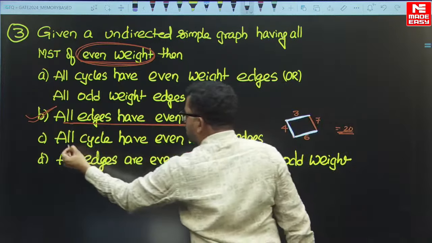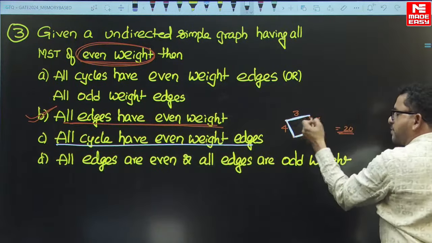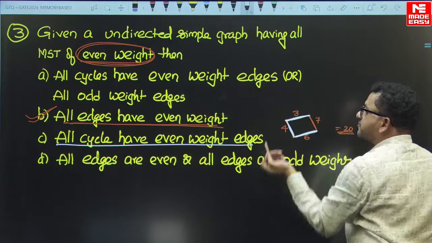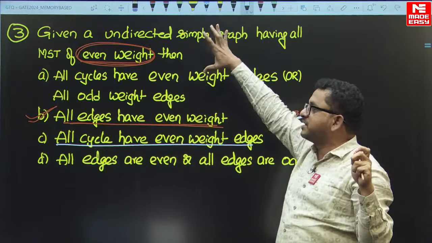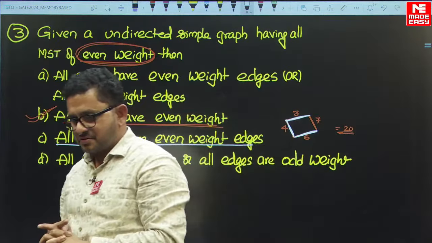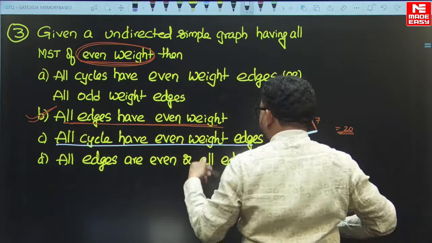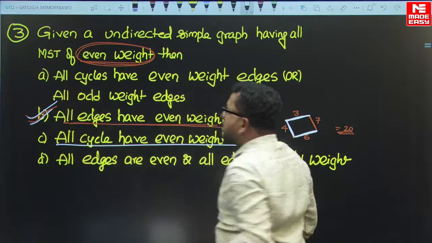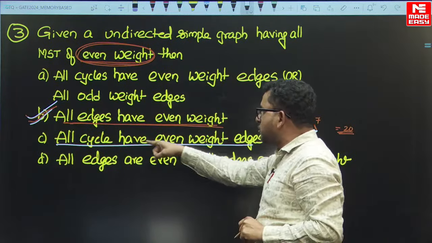So all cycles have even weights means the cycle is even weight. I am not saying that every edge in the cycle is even. The cycle is even weight, but the MST may not be. Don't worry, just let me read the proper question. It is not multiple selection, right? If it is not multiple selection, not a problem. B is guaranteed, the correct answer. So this C need not be correct.